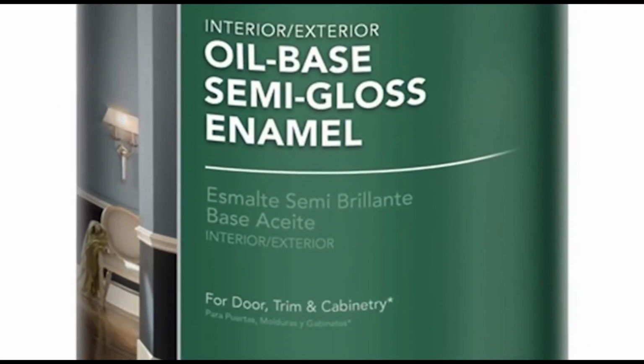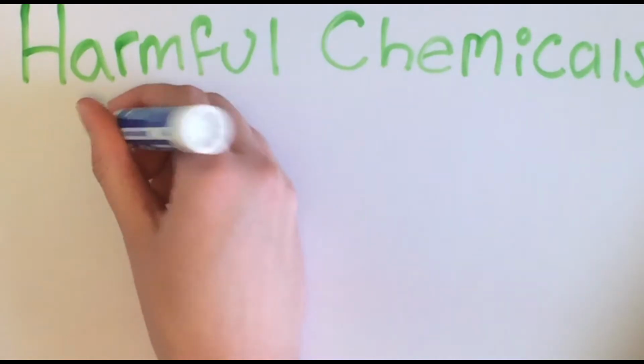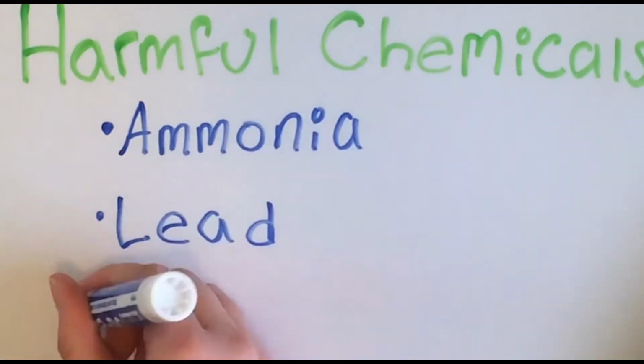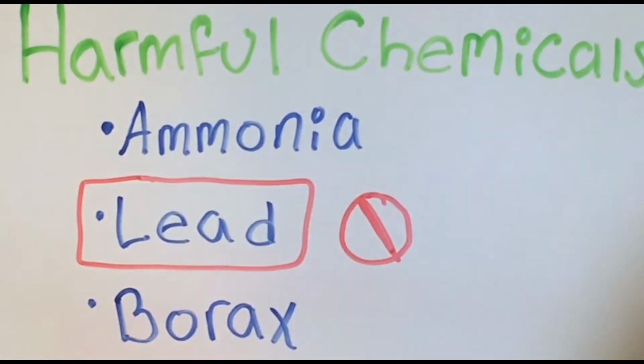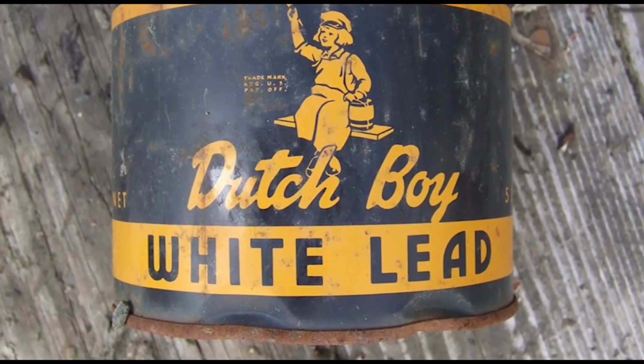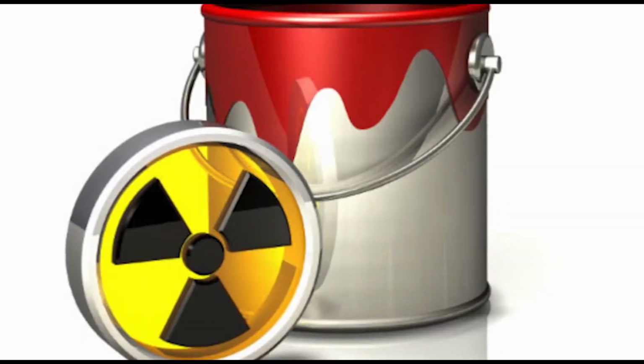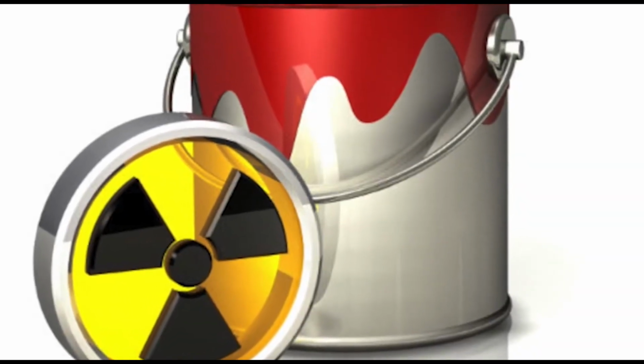The first commercially sold oil-based paints contained harmful chemicals such as ammonia, lead, and borax. Lead-based paint especially became a major problem. Before the dangers of lead paint were discovered, it was used in many homes. Inhaling lead paint can lead to lead poisoning or cancer.